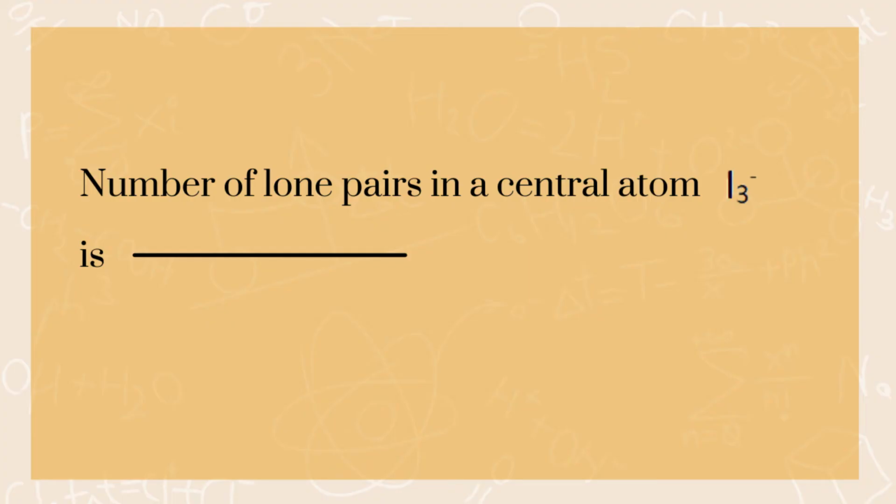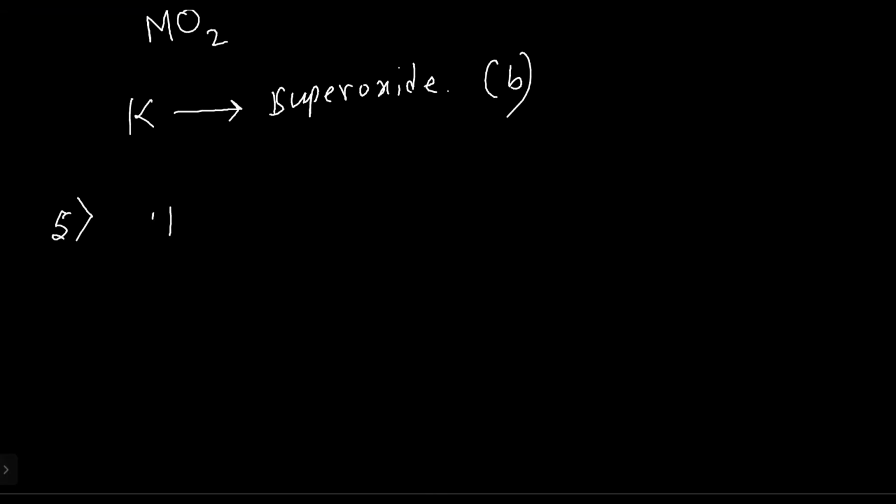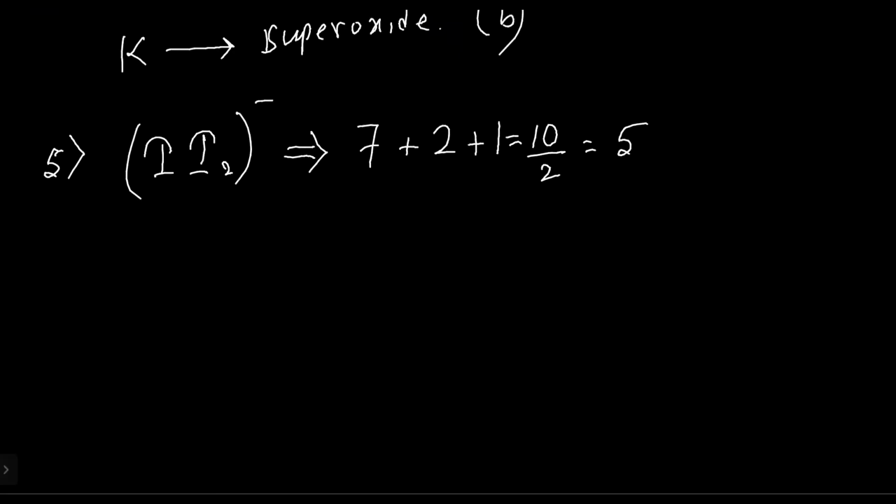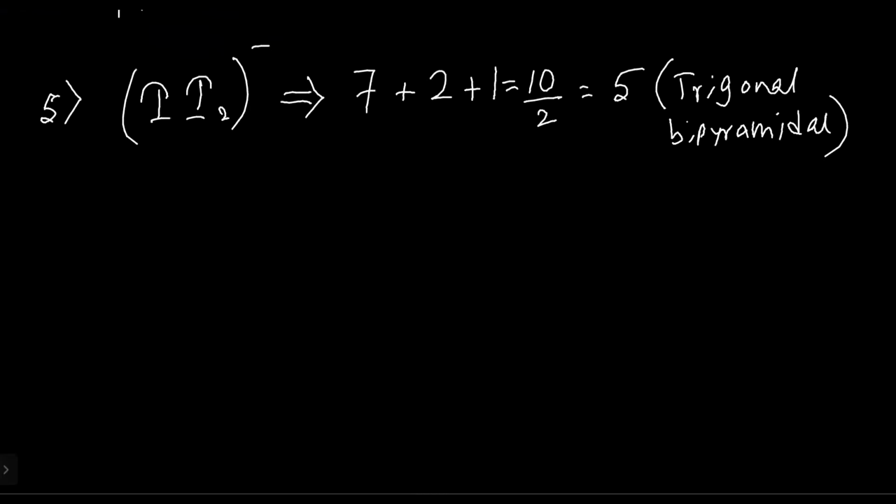Moving on to the fifth question. Number of lone pairs on the central atom of I3 minus. I3 minus can be arranged like this: I, I, I with a minus charge. Here the central atom is iodine, so 7 plus 2 plus 1, that is equal to 10. 10 divided by 2 is 5. For 5, we know the structure is trigonal bipyramidal, with 5 electron pairs. So how will we represent it?